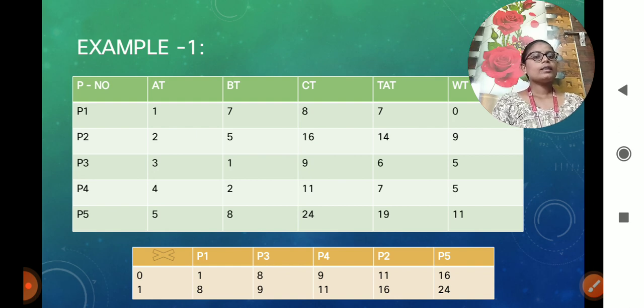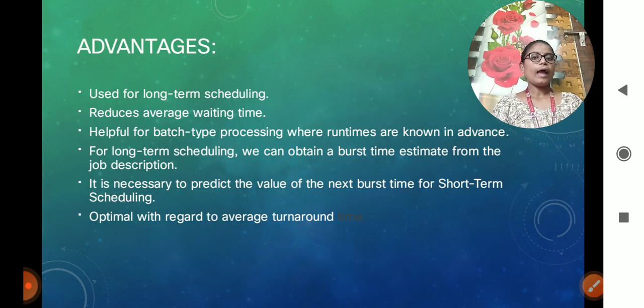In every algorithm there are some advantages and disadvantages too. The advantages of the shortest job first algorithm are seen in the next slide. It is used for long-term scheduling. This means the scheduling algorithm can be used for many processes or for processes which have long burst times too, and it reduces average waiting time as compared to other scheduling algorithms.